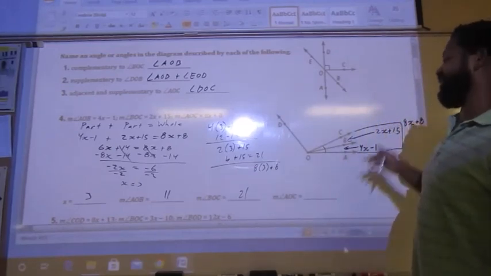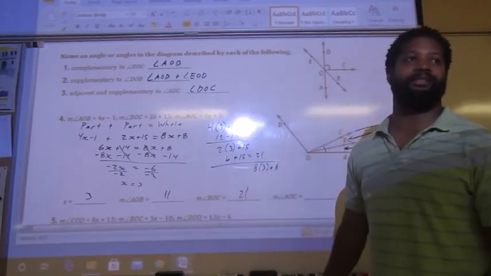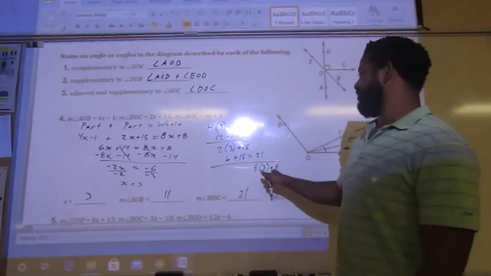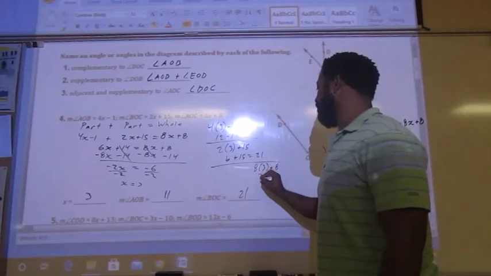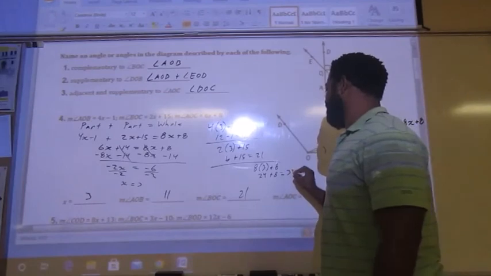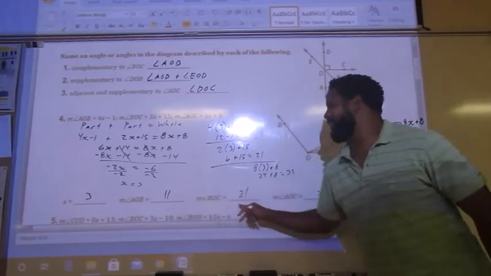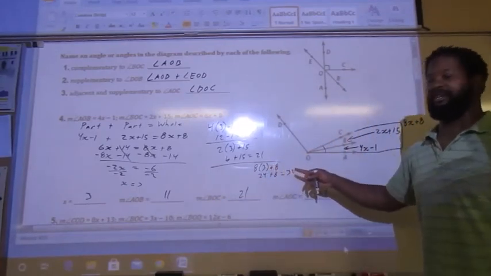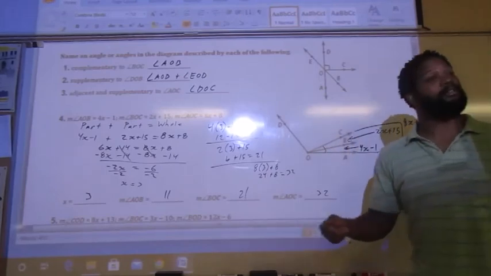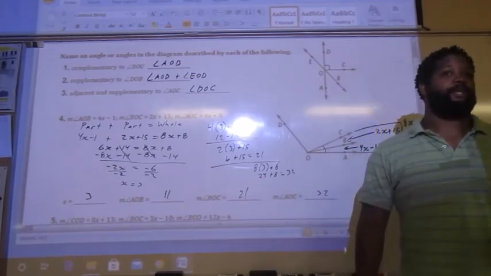Now, there's different ways that you can do this. You can plug this into the problem, and you can double check your answer, because 11 plus 21 is what? 32. 24 plus 8 is what? 32, okay? So, you can either add these two together to make 32, or you could just plug your 3 into the equation of AOC to make 32. And that's a good way for you to double check your answer as well, to make sure that you're right. Cool?